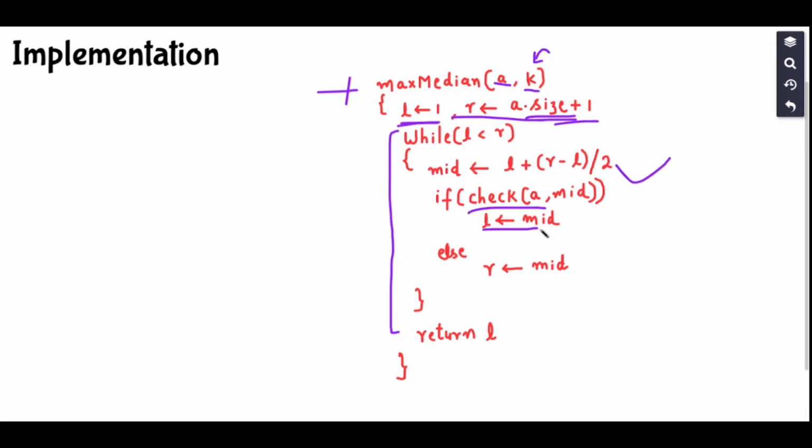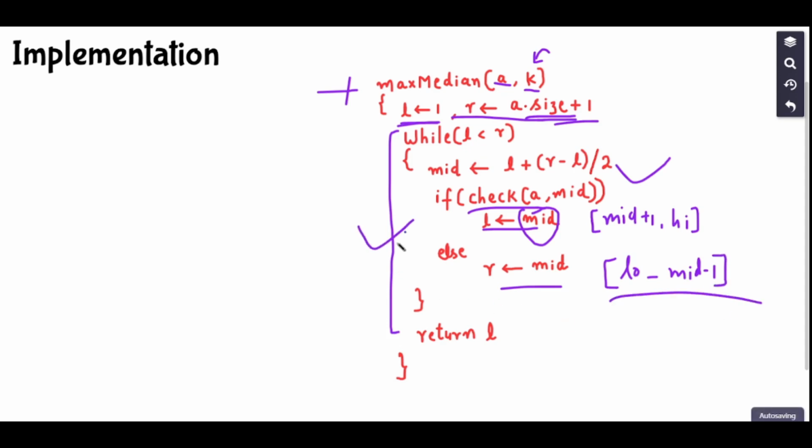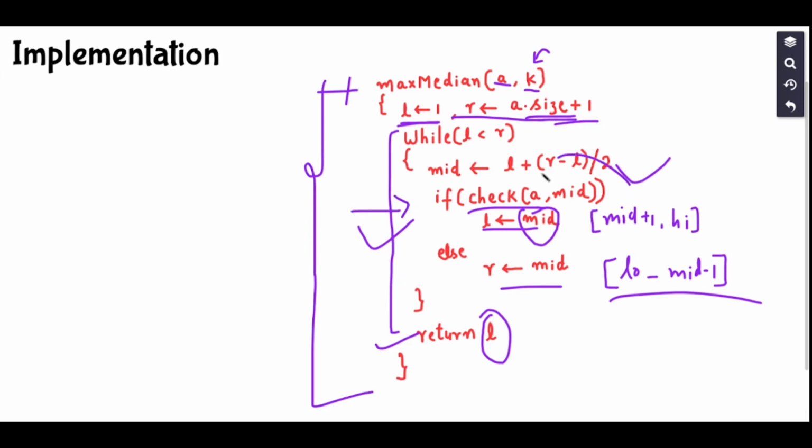If it is valid, then the range would be reduced to mid plus 1 till high, while this mid can be the potential answer. Otherwise the range will be reduced to low to mid minus 1. In this fashion I would find my last true element, which will be stored in this L, and I will return it from here. This is just an application of the last true which we discussed in the first video. Let's see the implementation of this check function, which is crucial for this problem.